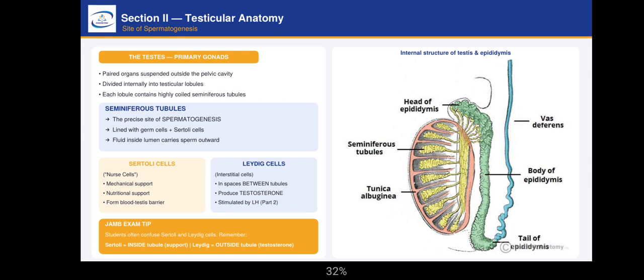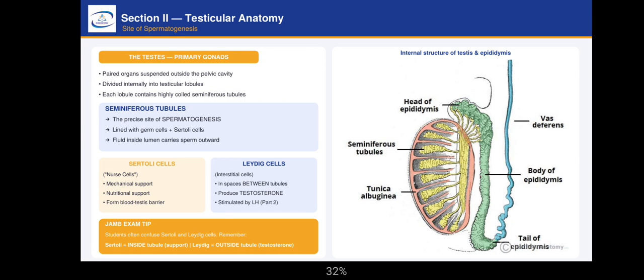Now, there's another cell called the Leydig cell, also called the interstitial cells. In fact, for JAMB and POST-UTME, they normally use the word interstitial cell, but they may use the word Leydig cells. Now, the Leydig cells are found between tubules. You can see I've already shown you the tubules. So they are found between the seminiferous tubules, and their function is to produce testosterone.